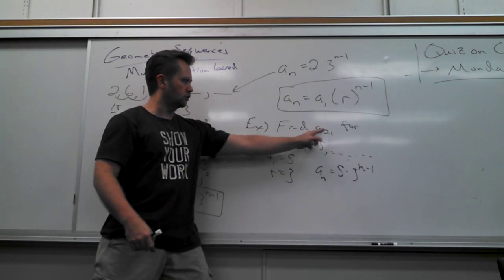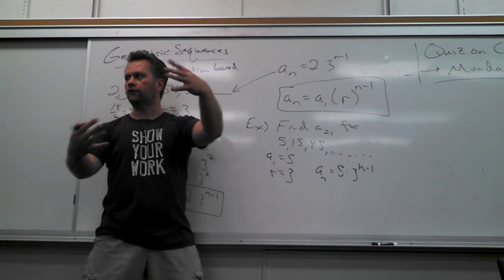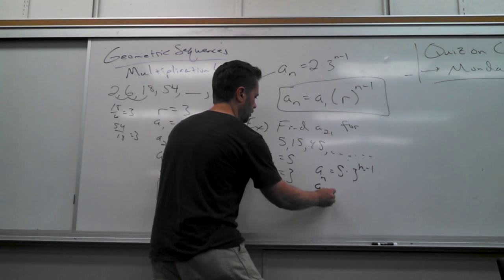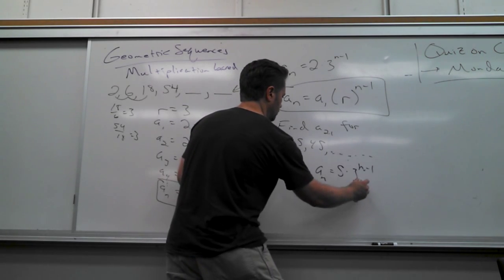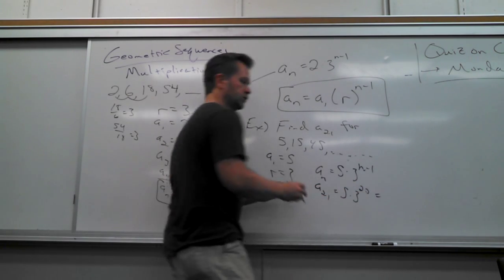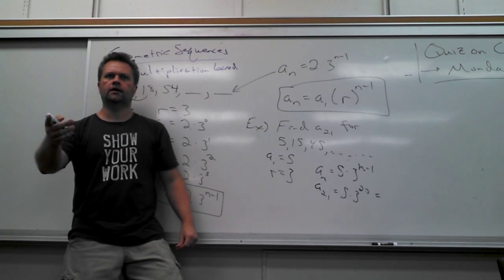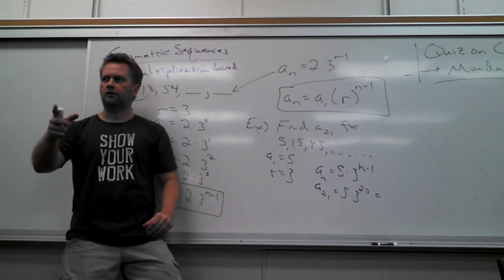So if I plug a 21 in there for n, I'm going to get the 21st term in the sequence. So when you plug a 21 in, what do you get? You get 5 times 3 to the 20th. Well, 3 to the 20th is pretty big. I'm very curious what your calculator said. What did your calculator say?